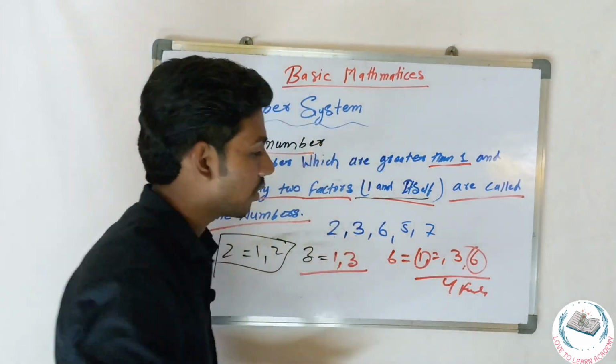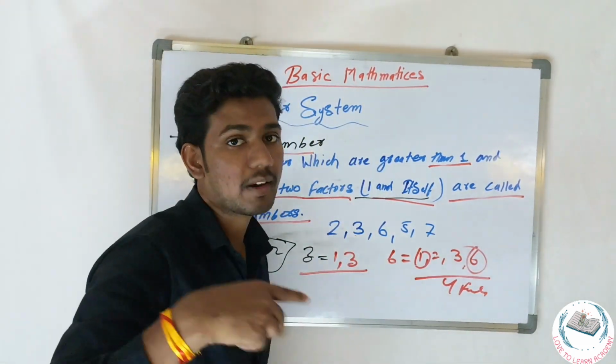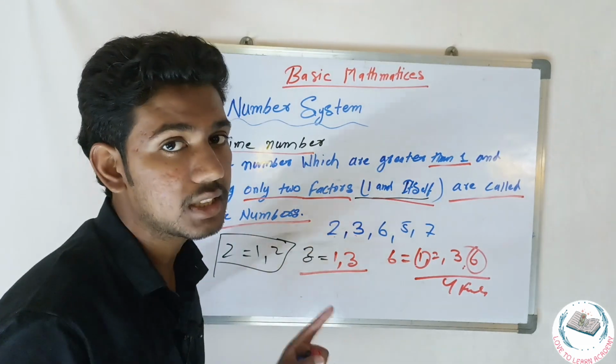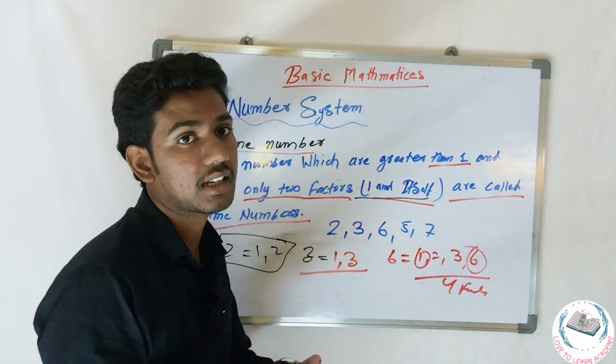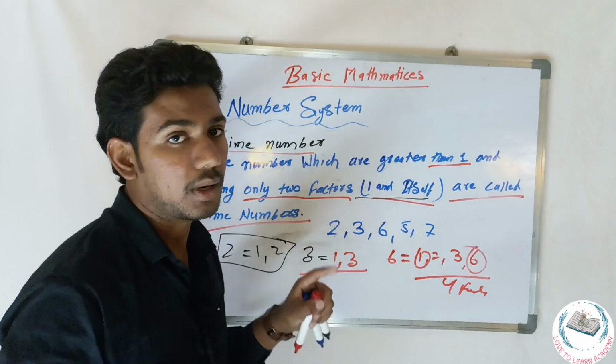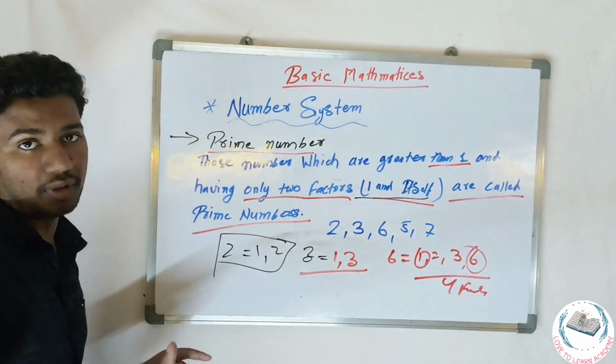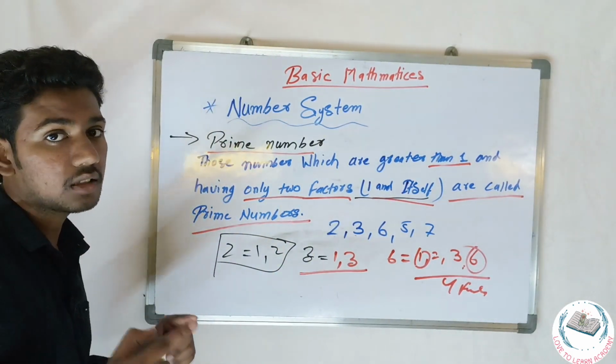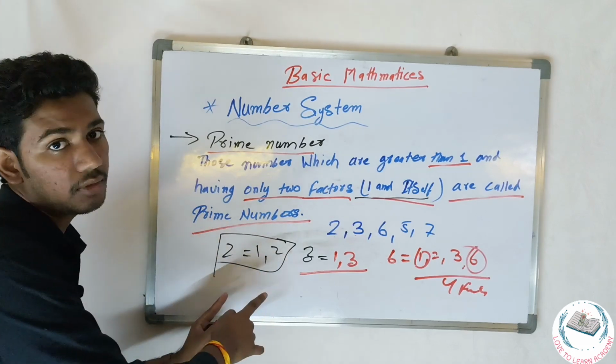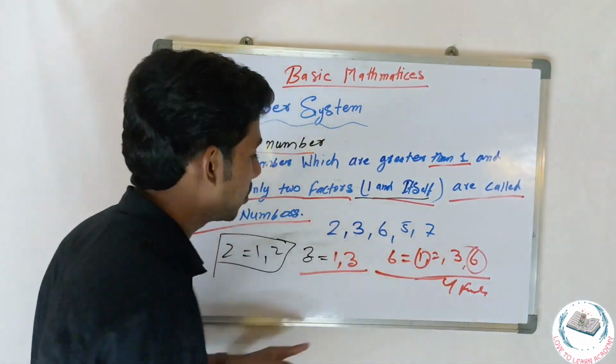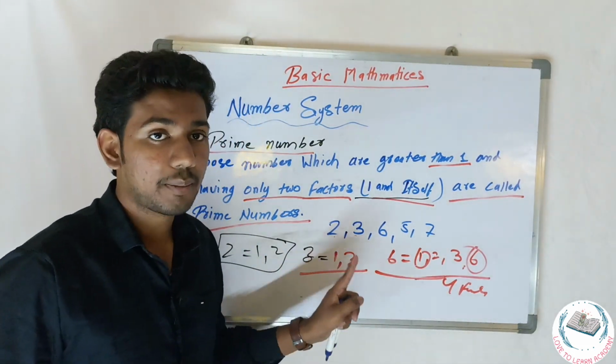So 4 factors in that. The rule is that we have to have 2 factors only, and those factors are 1 and the number itself. Like if you see here, there are 2 factors, and they are only 1 and the number itself, but here it is not. So you can say that this is not a prime number.